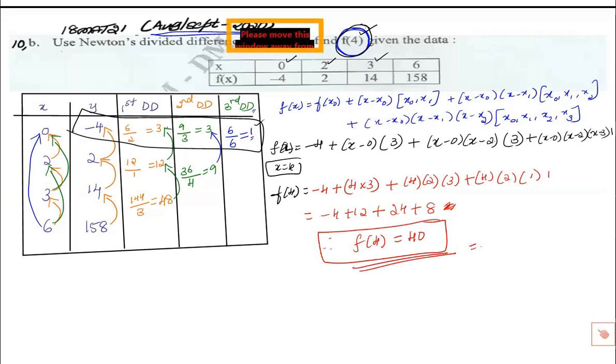Let's check the value of f of 4. Here it is 40, that is greater than 14 and less than 158.